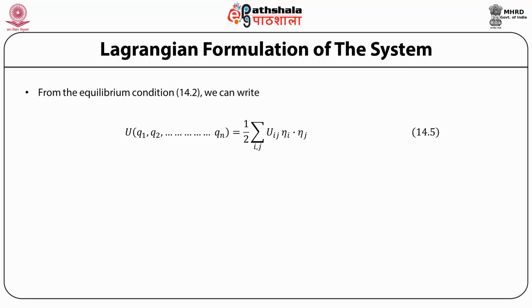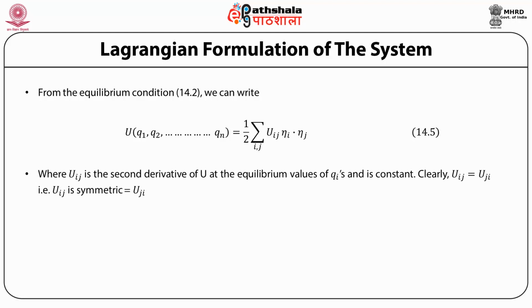Therefore, from the equilibrium condition, the potential energy can be written as half sigma over i and j of u_ij into eta i, eta j, where u_ij is the second derivative of U at the equilibrium value of the q_i's and is constant. Clearly, the potential energy function is symmetric in i and j, that is u_ij is equal to u_ji.